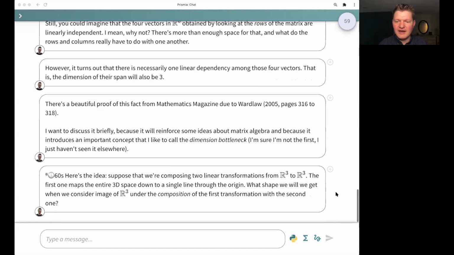So I'll take a step back for a second. Suppose we're composing two linear transformations from R3 to R3. So we're going to map R3 to R3 somehow, and then all those outputs, we're going to apply some additional transformation to map them to their final resting location. And suppose further that the first of those two transformations maps the whole 3D space down to a single line through the origin. What shape are we going to get after we apply another transformation beyond that first one and look at the composition of the two transformations?